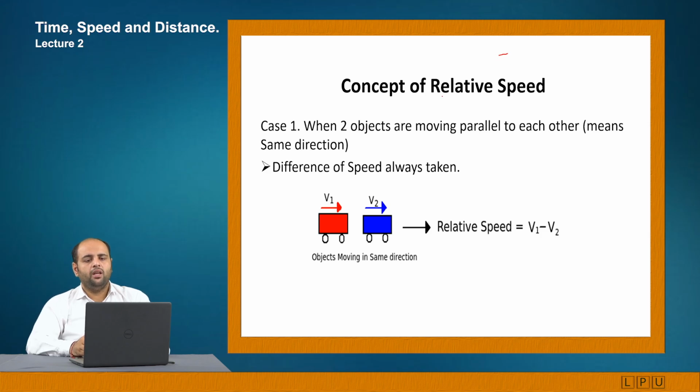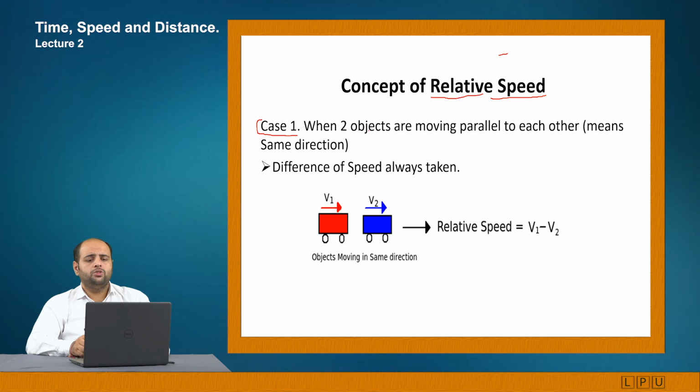So first of all, there is a concept that is to be known as relative speed. What is the meaning of relative speed? There are basically two cases when there is a comparison of a speed from one to another. That is known as the relative speed: my speed with respect to another person, or another person's speed with respect to me. Now, there is one case.